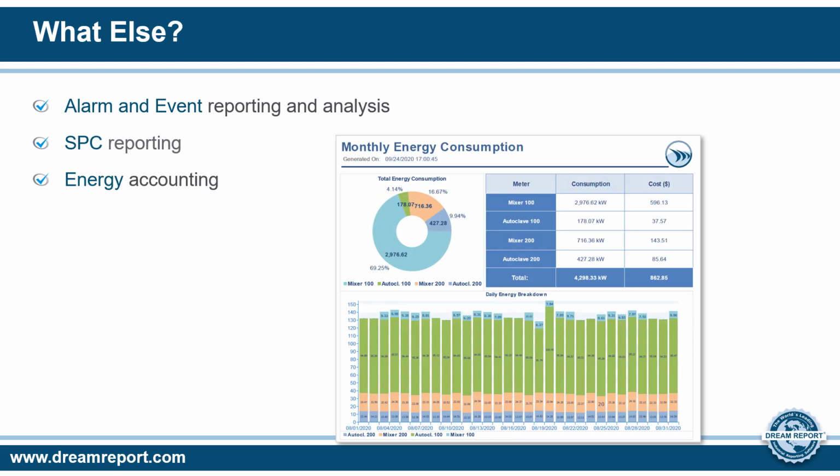Any kind of energy accounting, you might have different rates and tariffs that your utility providers are charging you at different times of the day or different dates of the year. Dream Report has a cost calculation module that lets you take these rates and then apply them to meter readings to come up with actual costs to run assets.